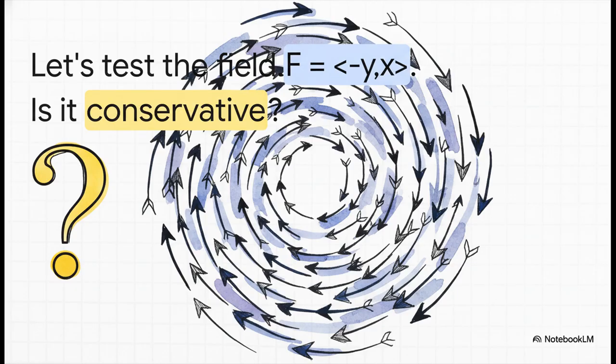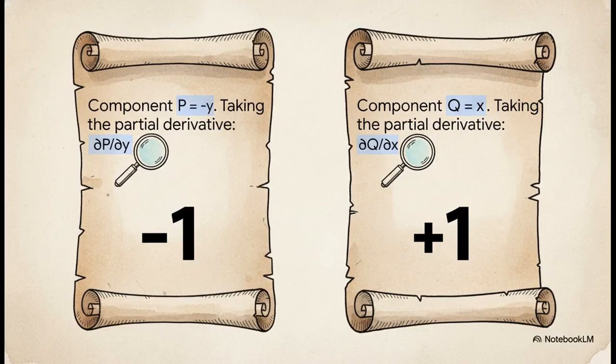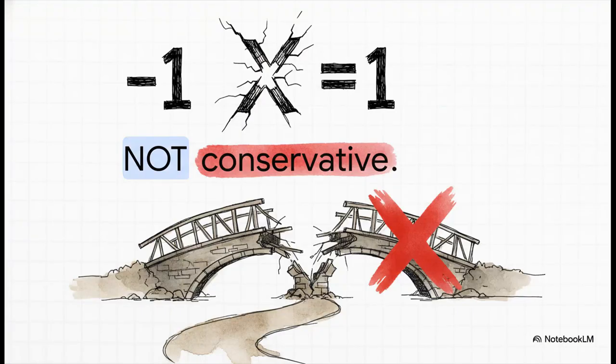Let's find out. So there's a really quick way to check for this, sometimes called the component test. For a 2D field, let's call the components P and Q. We just need to check if the partial of P with respect to y equals the partial of Q with respect to x. So here, P is negative y. Its partial derivative with respect to y is -1. And Q is x, so its partial with respect to x is, well, it's 1. And there it is. -1 most definitely does not equal +1.